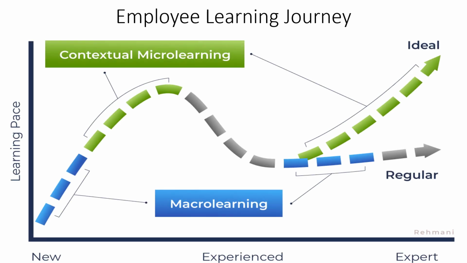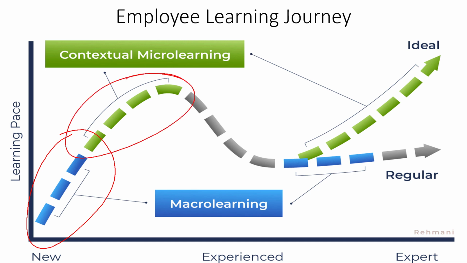Here's a depiction of the employee learning journey in a graph. When an employee begins their journey, she's provided macro learning, in the form of physical, virtual, whatever kind of training, and that's right there. After the macro learning is done, the employee is provided continuous micro learning. That's contextual micro learning, and that's right there. That's where you're learning in the flow of work, continuing to boost your knowledge.